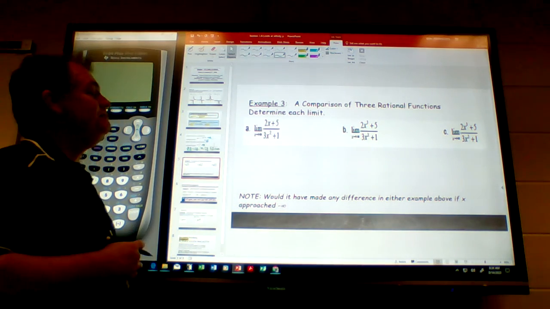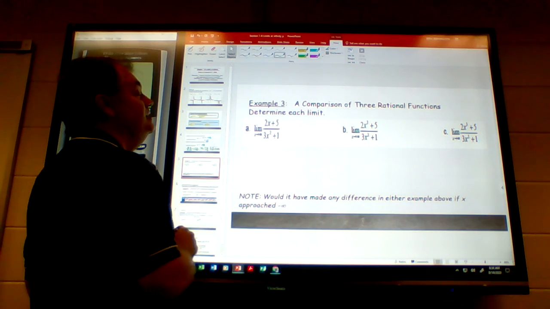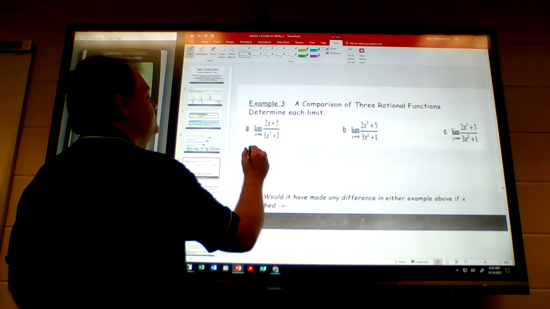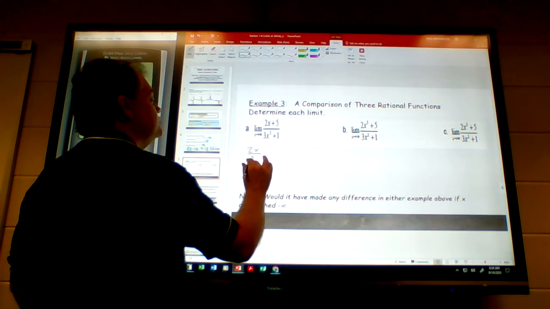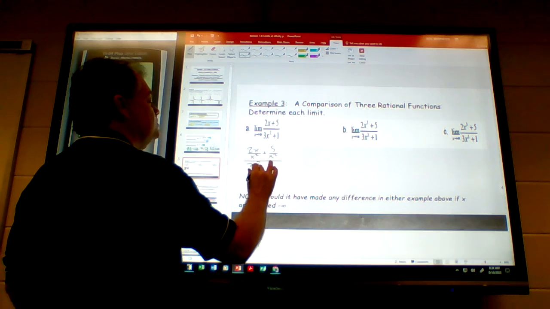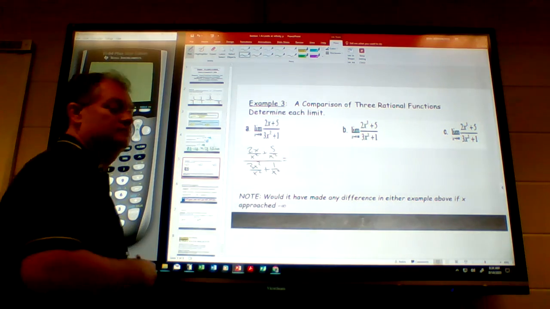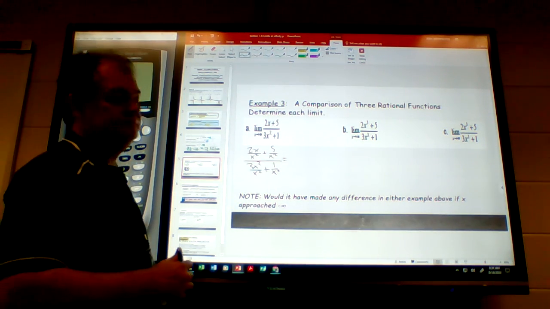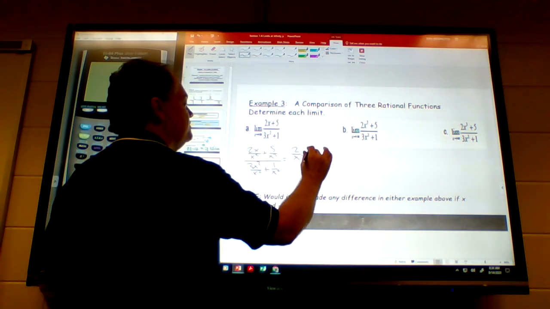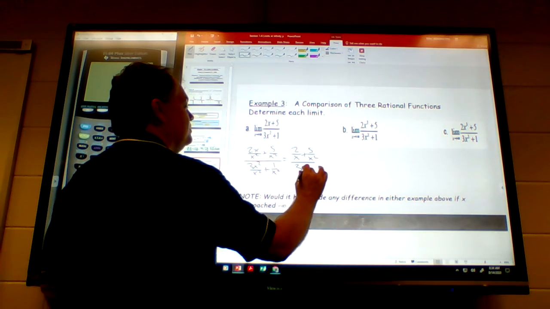Okay, so for this next one, we're going to do the exact same thing as before. Remember, we always divide by the exponent of the denominator, which in this case is 3x to the second. So let's do that. Divide 2x over x squared plus 5 over x squared, and then 3x squared over x squared plus 1 over x squared. And then we'll simplify that. We get 2 over x plus 5 over x squared, over 3 plus 1 over x squared.